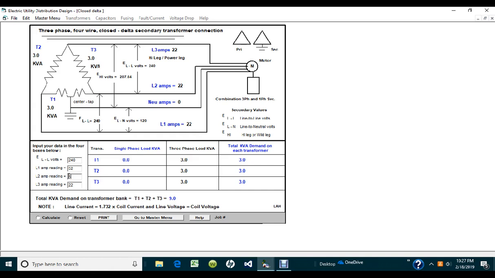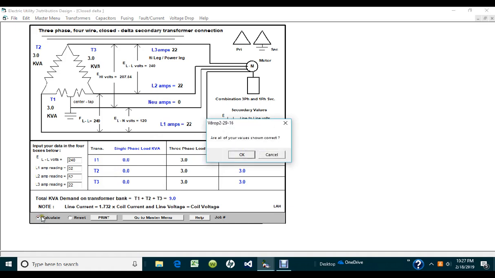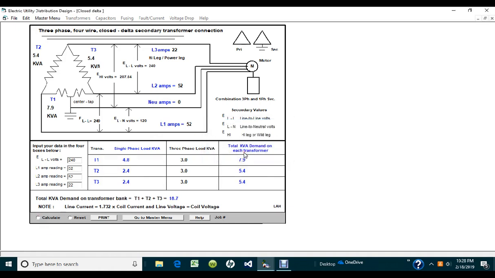In other words, he would have 52 amps on this particular leg and 52 amps on that leg. Let's say that it's balanced off like that. Alright, well, let's see what happens when we ask for the calculations. Okay, well, we've got the calculations alright, and now you see that we have 52 amps now shown.